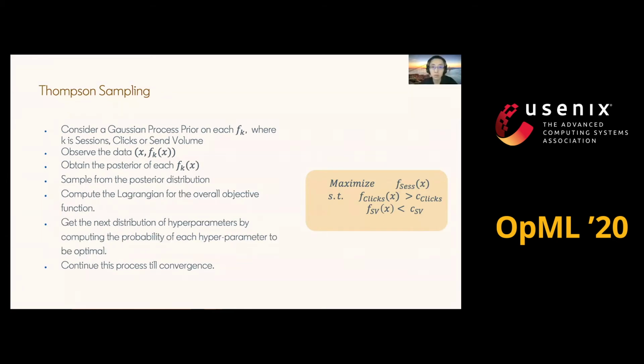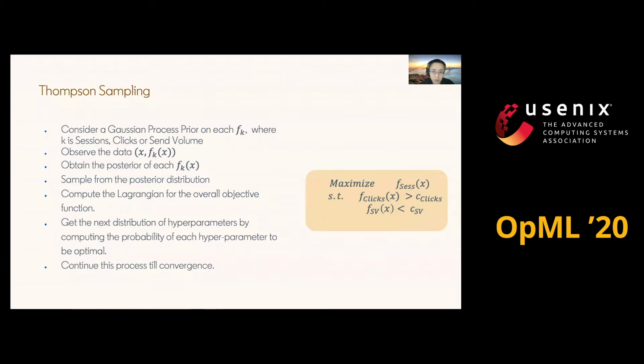So let's look at the exact algorithm we use in production, which is Thompson sampling. What we are doing over here is we are observing the metrics at different x, and we are modeling it as f_k of x, where f_k are different functions, either if it's f session, f click, or f sv. Once we have observed this, we are fitting a Gaussian process on it, and we are obtaining the posterior of each f of x.